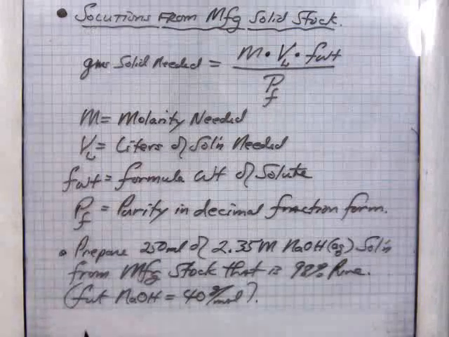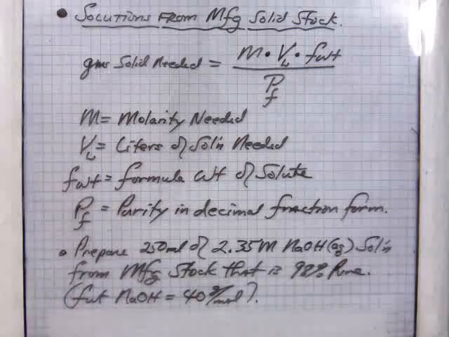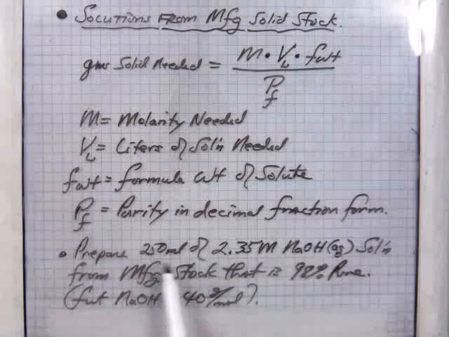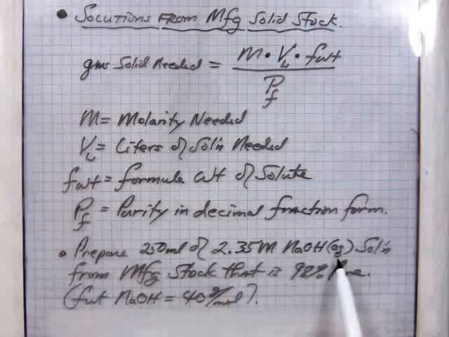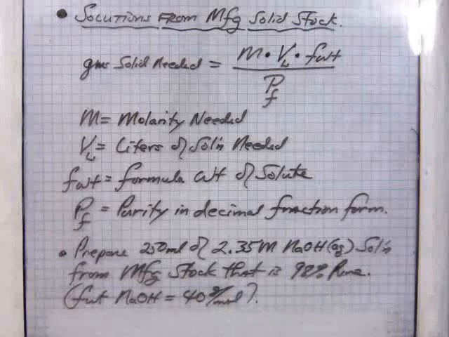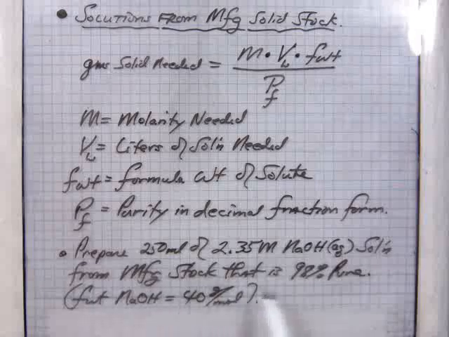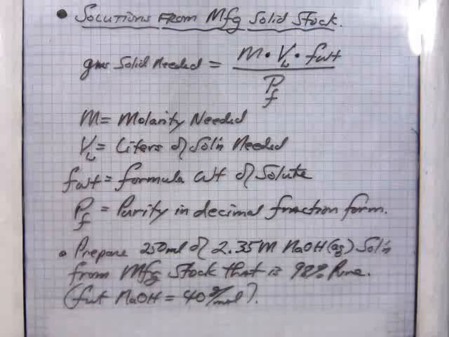So it's more of a practical need. This is a problem that, of course, reflects preparing a solution. So let's say, for whatever reason, you need to prepare 250 milliliters of a 2.35 molar sodium hydroxide solution, and aq means in water as a solvent, from a manufactured stock that's 98% pure and has a formula weight of 40 grams per mole.